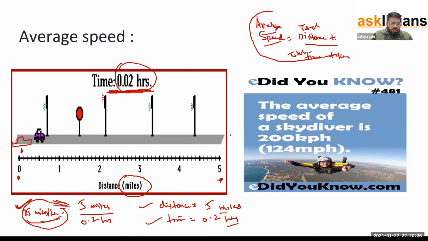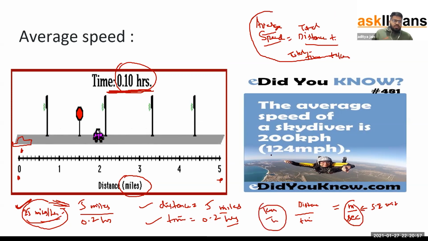Now we're talking about the SI unit. Obviously, speed and average speed both have the same formula, distance by time. So what is the SI unit of distance? It is meter. What is the SI unit of time? Seconds. So the SI unit of speed or average speed is meter per second, although it can be measured in kilometer per hour also.